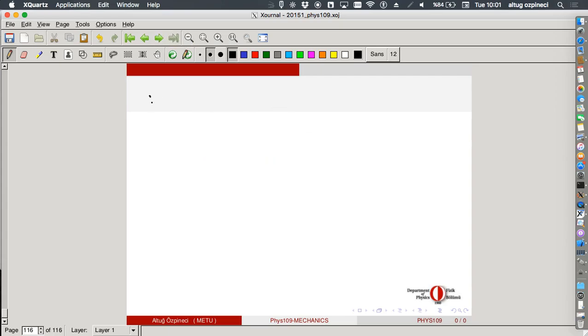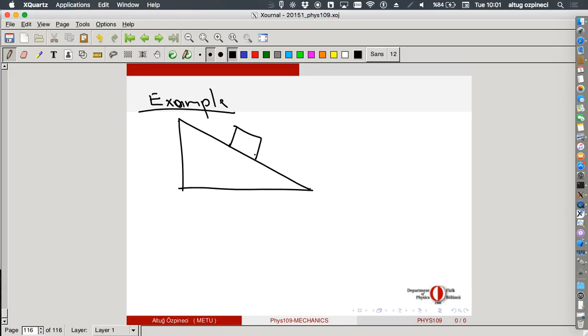Let's do an example. Back to our mass on an inclined plane, and let's assume that initially it is at rest. This is theta. Let's first draw the free body diagram.